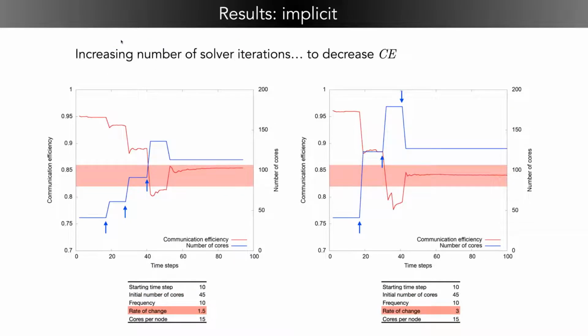Okay, then what we did here is to decrease the communication efficiency. This is easily done by increasing the number of iterations of the solvers. What I wanted to check is whether the simulation blows up if I use a higher rate of change. We see that in both cases, with a rate of change of 1.5 and 3, we reach the range in 3 steps. So very fast, in 50 time steps. We are okay, the simulation is stable, and we have the desired communication efficiency.